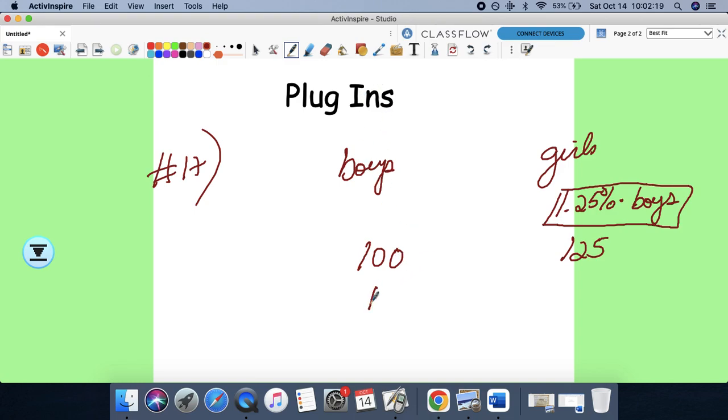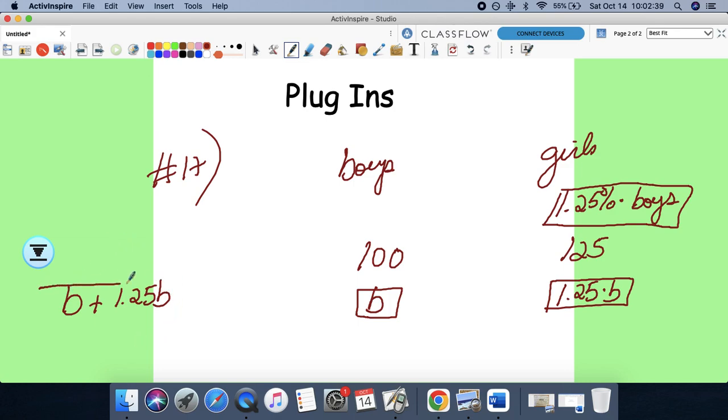All right, so if there's B boys enrolled, that means there's going to be 1.25 times the number of boys. That would be the number of girls. Let's think about this for a second, right? So the total school population is going to be the number of boys plus the number of girls, which is represented by that. And we want to know what percent of those are boys. Well, it would be the number of boys divided by that.